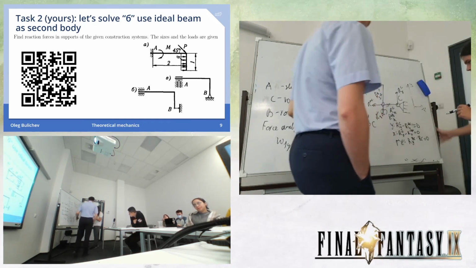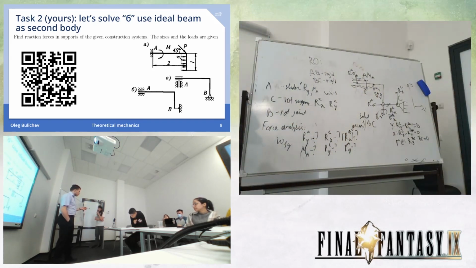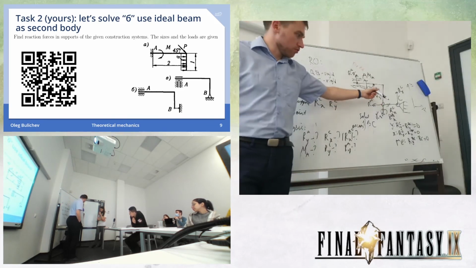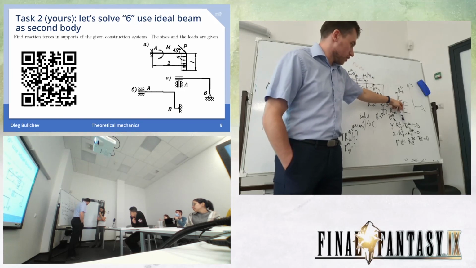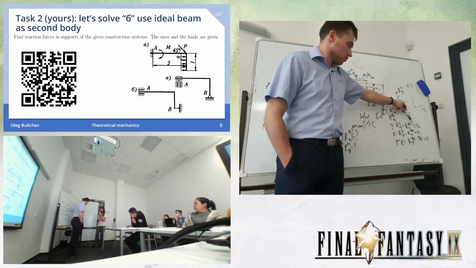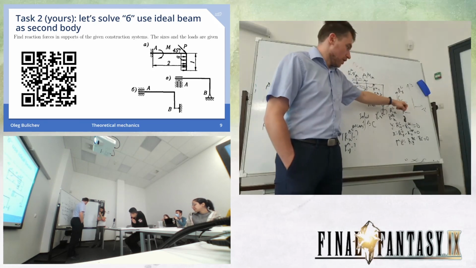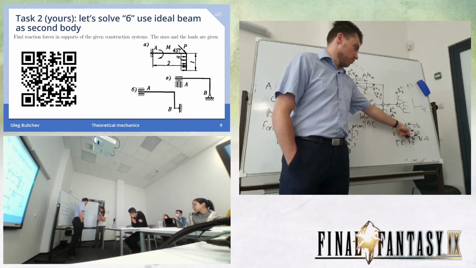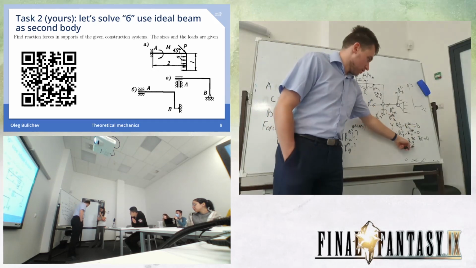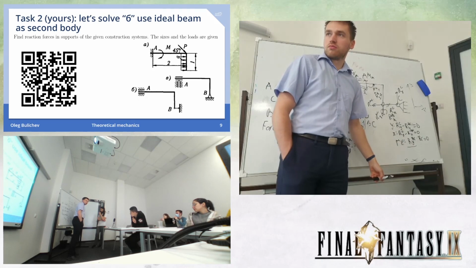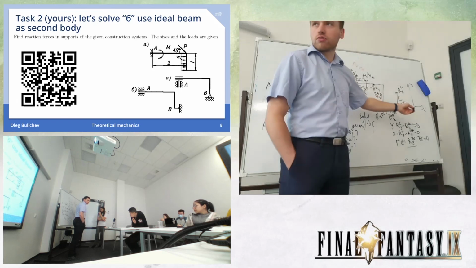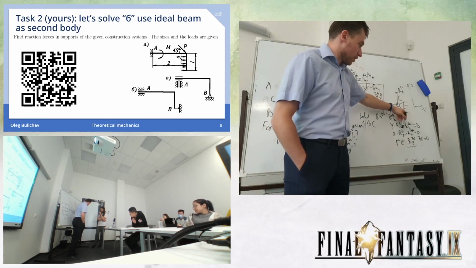Guys, pay attention. We consider the first body an ideal beam. When we're solving it, Ry minus Ryb equals 0, X minus Xc and B equals 0. And we have only one moment equation, Ryb times BC equals 0. It means that this is equal to 0. We put it there, and again our Ry is also equal to 0. Only Rx will be equal to something.